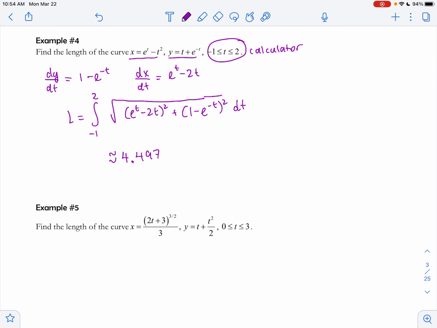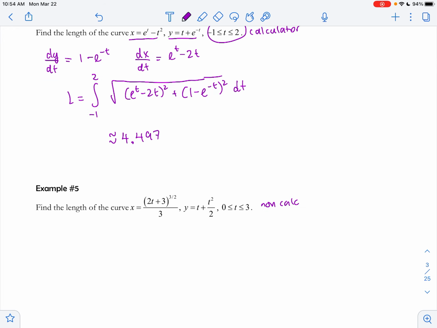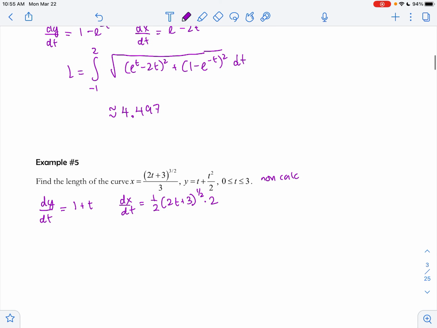Now, example number 5 is an example that is on the non-calc section. So let's say non-calc. And so that's going to require a bit of algebra for us to be able to find the antiderivative. So let's go ahead and find respectively dy/dt and dx/dt. So go ahead and do that. As you guys find dx/dt, you're taking 3/2 times 1/3, so you're left with 1/2 out on the front.